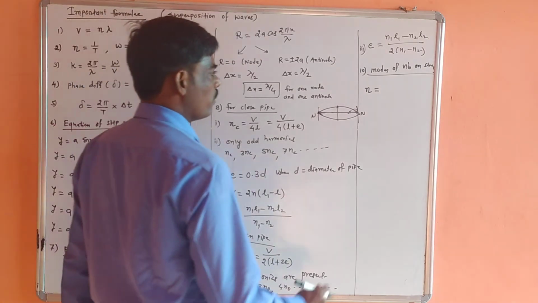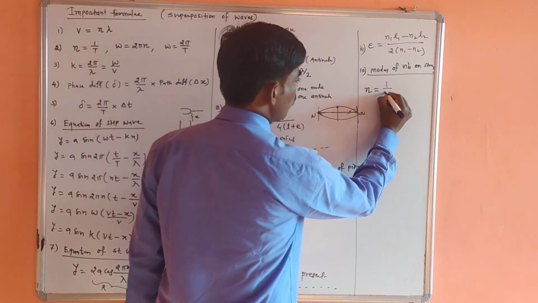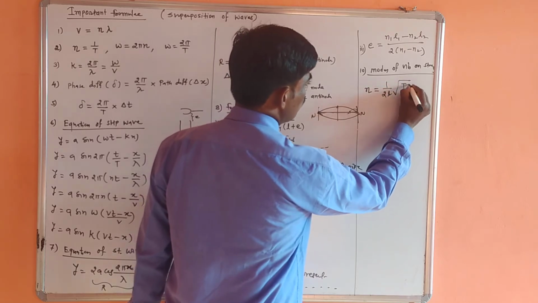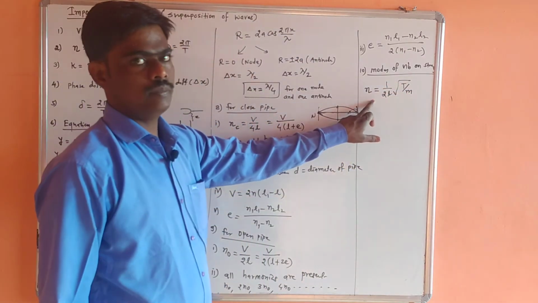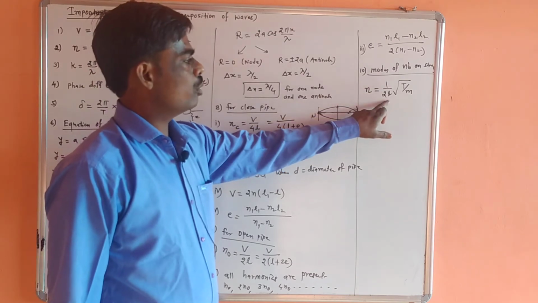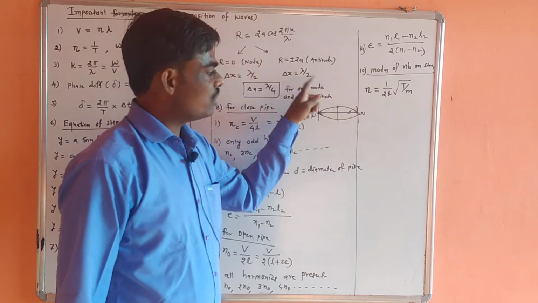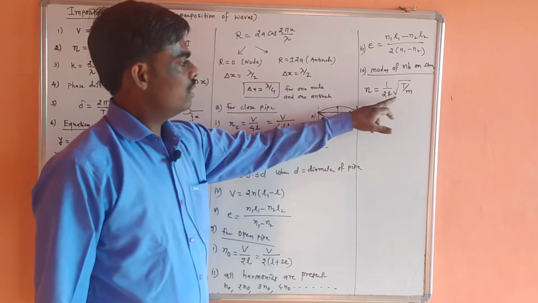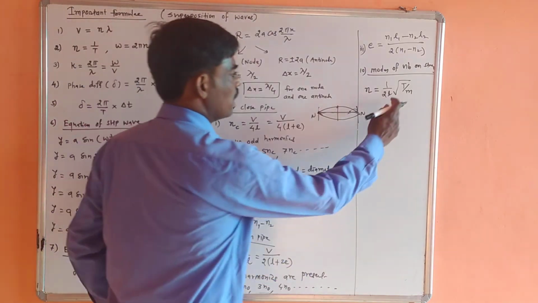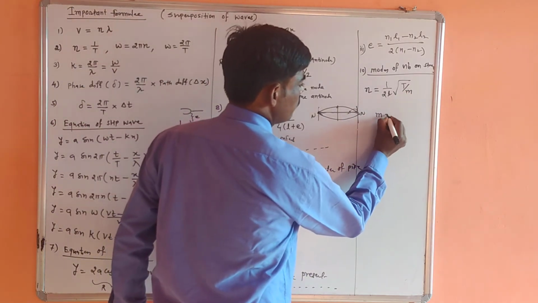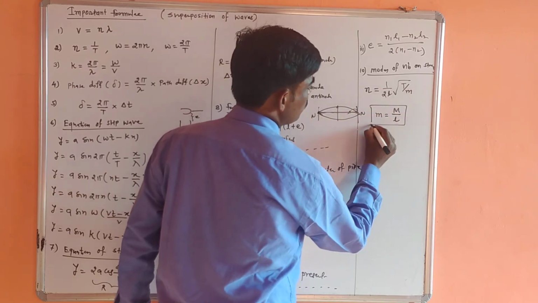So the formula for fundamental frequency for vibration of string is N is equal to 1 upon twice L under root T by m. This is a very important formula. N is equal to 1 upon twice L under root T by m. L is vibrating length, T is tension applied on the string, and m is mass per unit length. That is, we can take small m as capital M by L, mass per unit length.